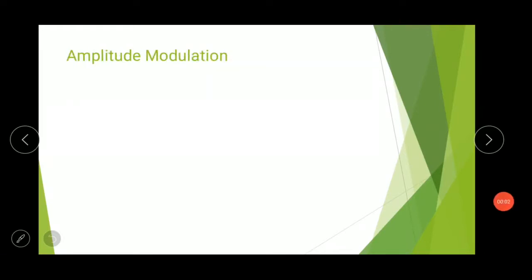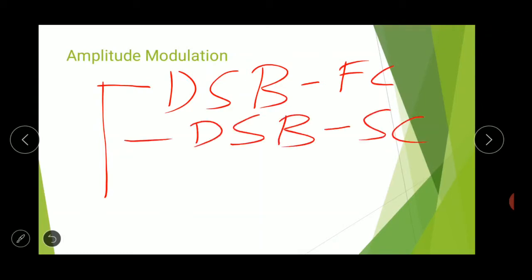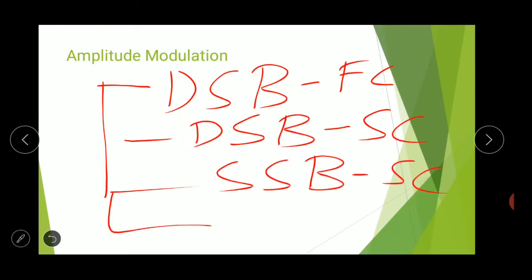So amplitude modulation. What is the definition of amplitude modulation? We know that in amplitude modulation, the amplitude of the carrier signal changes according to the modulating signal. Amplitude modulation is of four types: DSB-FC, then DSB-SC, then SSB-SC, and the last one is VSB.